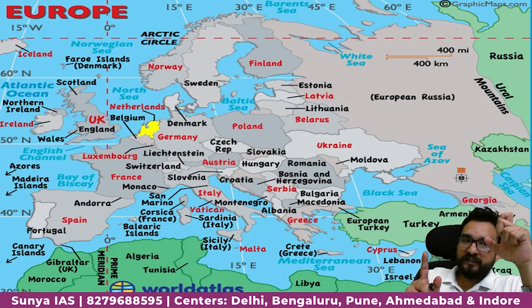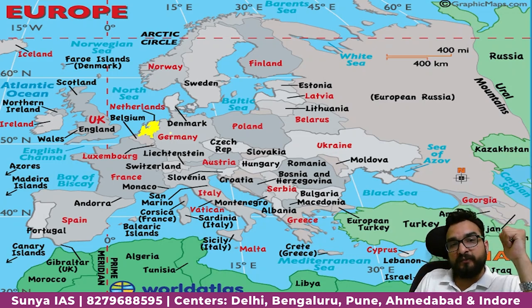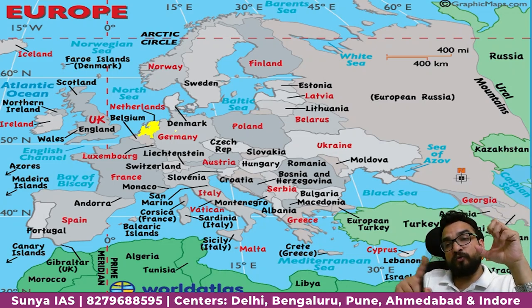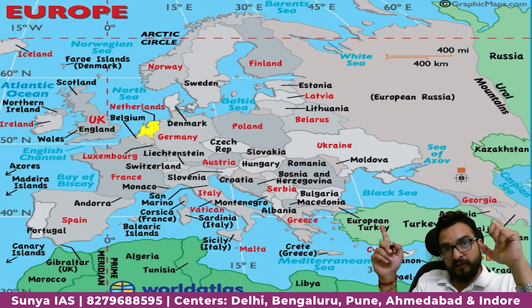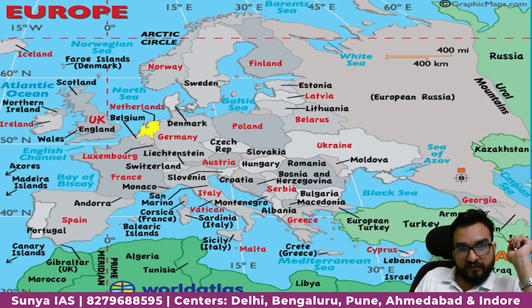I'll be telling you in the next class because I have told you that, for example, in Germany, Bonn place is there, and you know Bonn Convention related to environment. Right? I'll be telling you in the next class, right? Don't worry about it. Belgium over here with different color. Let me mark it. Belgium.